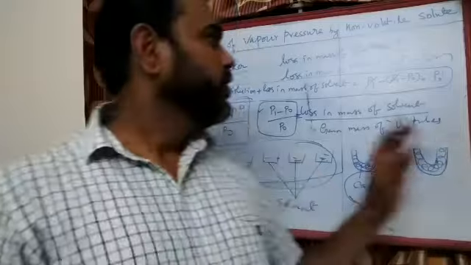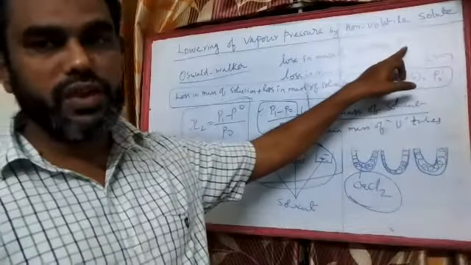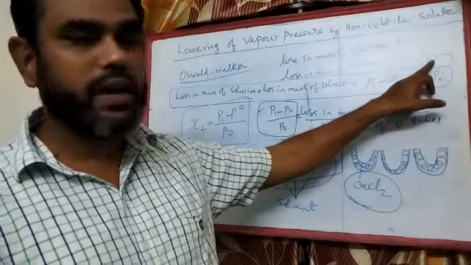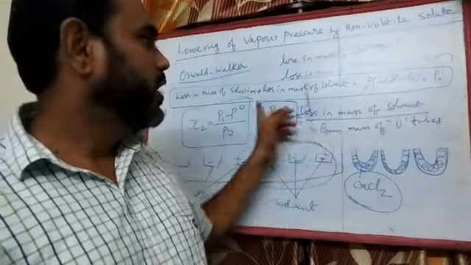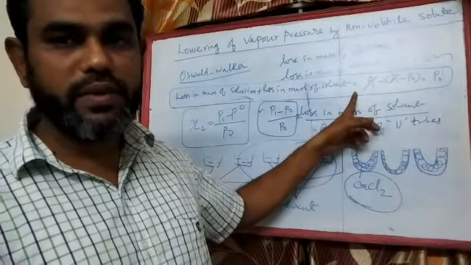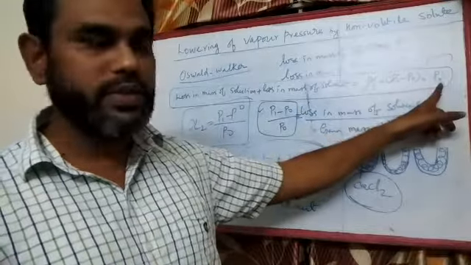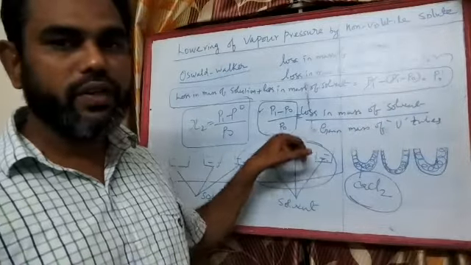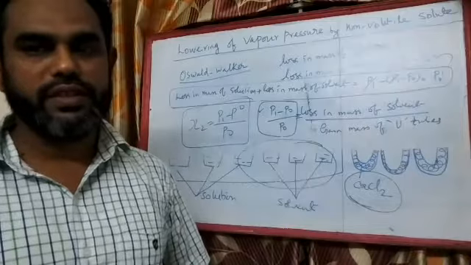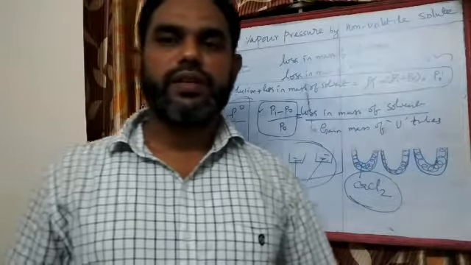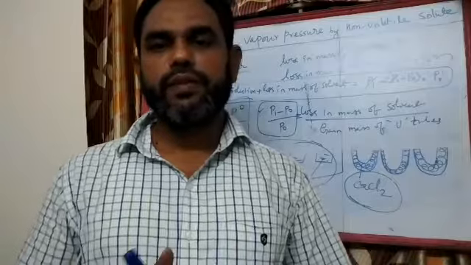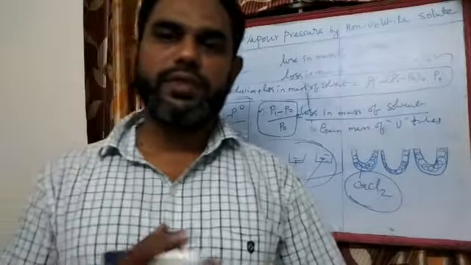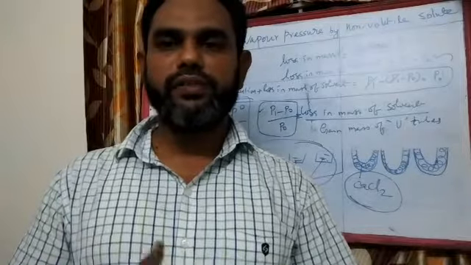Now we are relating: loss in mass of the solution is equal to P1, loss in mass of the solvent is equal to P1 minus P0. Adding these two gives the gain in mass of the U tube, which is nothing but P0. So P1 minus P0 by P0, the relative lowering of vapor pressure, we have measured. So this method is a very simple and very understandable method for measuring the relative lowering of vapor pressure.